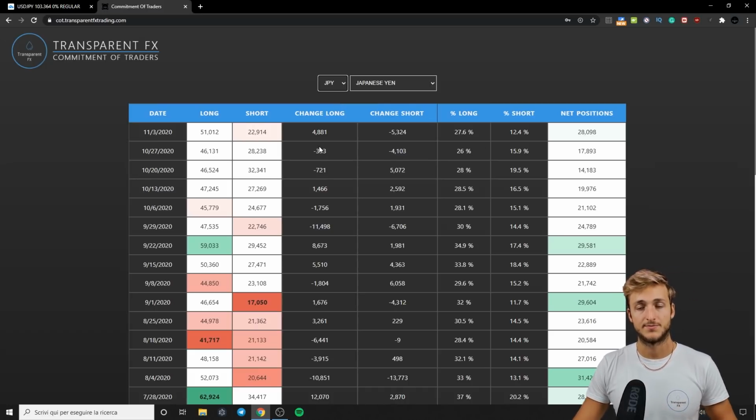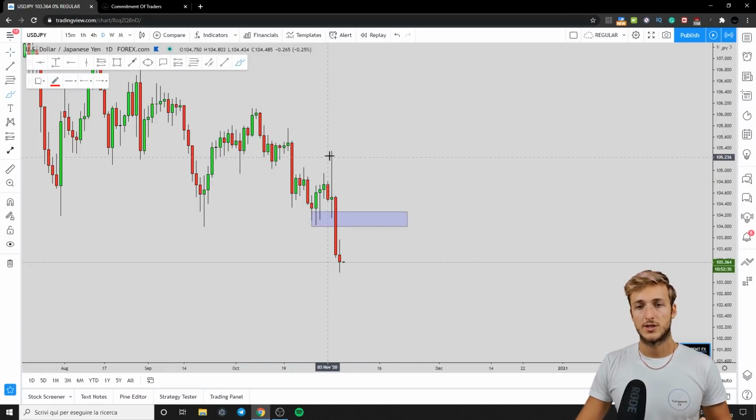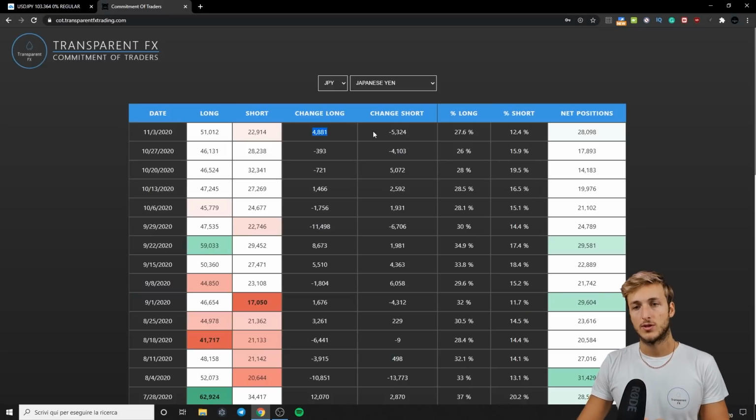So what we can see here is that with the last report, hedge funds have opened 4.8k long positions on JPY USD, meaning that they actually opened 4.8k shorts on USDJPY. So hedge funds have been shorting USDJPY, which is clearly reflected also in the price action. And if we go and see what they did from a shorting perspective on JPY USD, we can see that they closed 5.3k short positions.